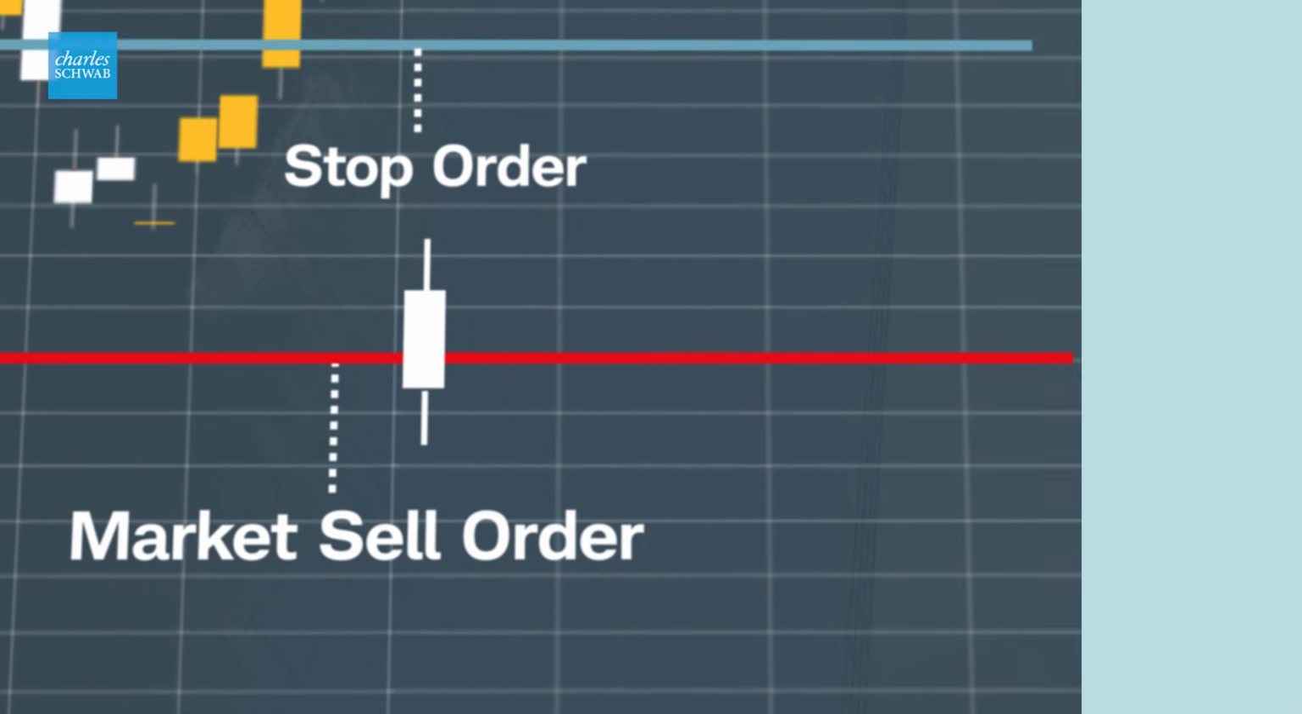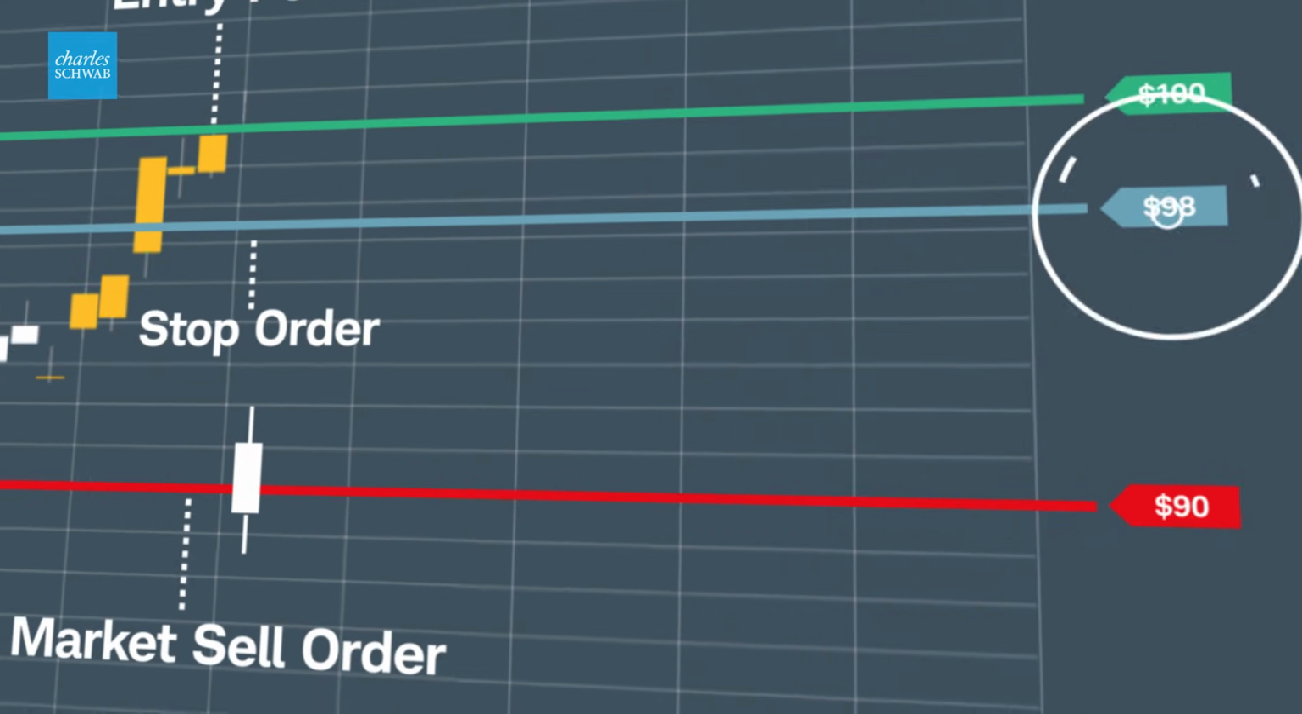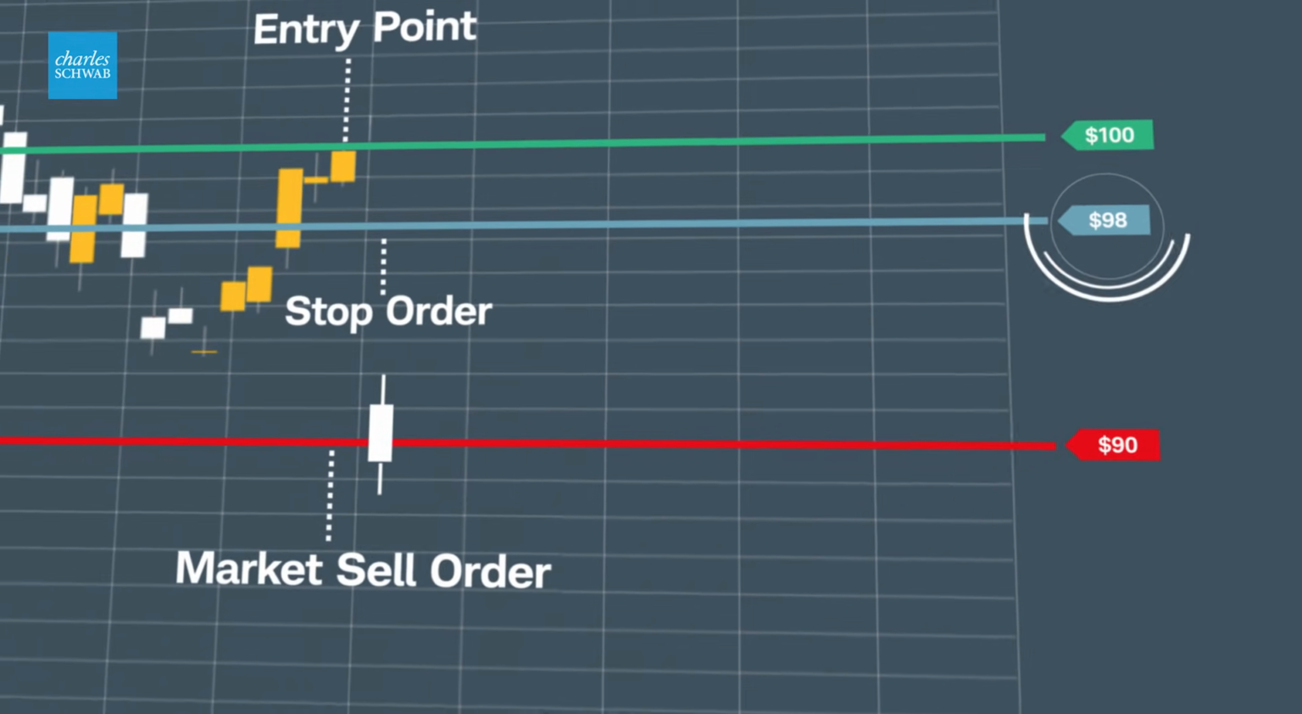The good news is that your trade went through. The bad news is the price at which it executed was near 90, not near the 98 you anticipated. And if the price bounces back during the day to say $96, you might be sorry that trade went through. The stop limit order can help address this scenario.